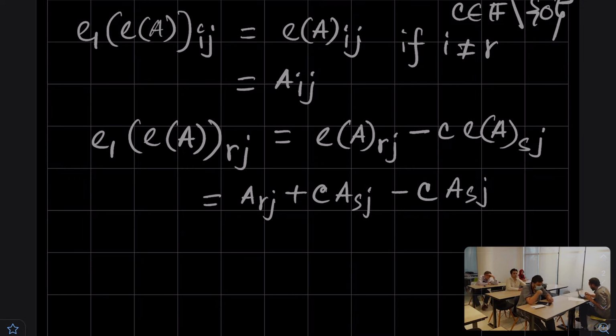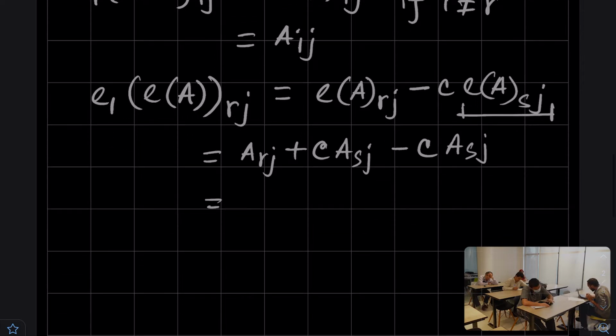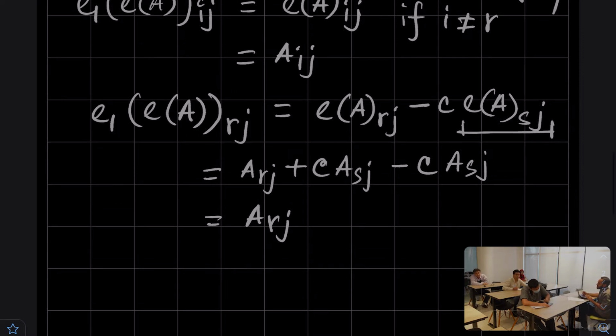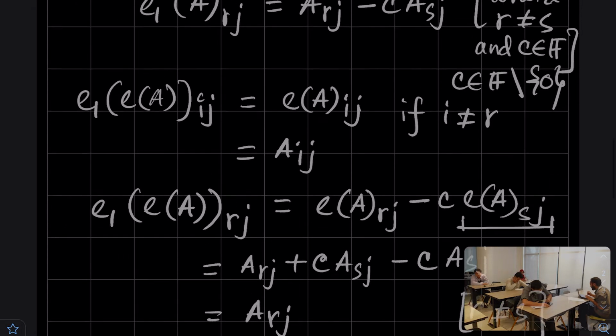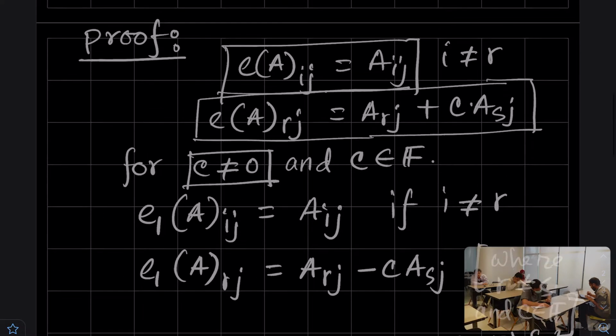So R is not equal to S. I'm considering R is not equal to S. That means E of Asj is just Asj, right? So that means I'm getting Arj. But why is it so? Why is E of Sj equal to Asj? Because R is not equal to S. Exactly. S is not equal to R. Because R is not equal to S, and we considered it from the very beginning.